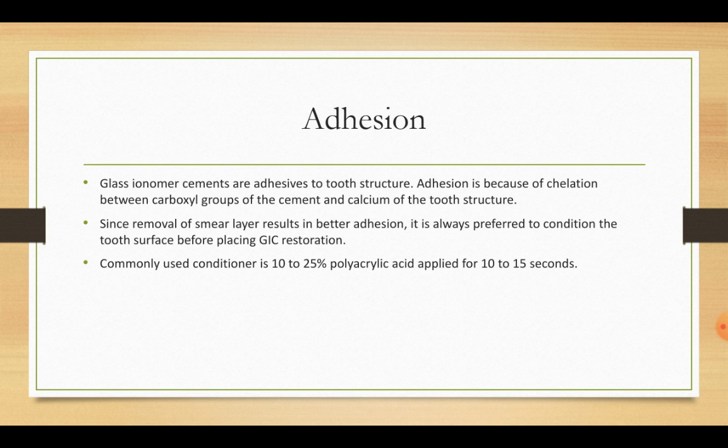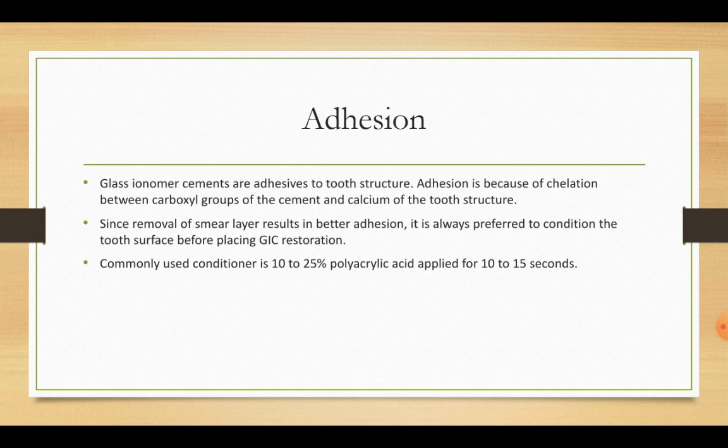Coming to the adhesion, glass ionomer cements are adhesive to tooth structure. Adhesion is because of chelation between carboxyl groups of the cement and calcium of the tooth structure. This we have already discussed in the setting reaction part, that an ion exchange occurs through chelation, and there is adhesion because of the chelation between the carboxyl groups of the cement and the calcium of the tooth structure.